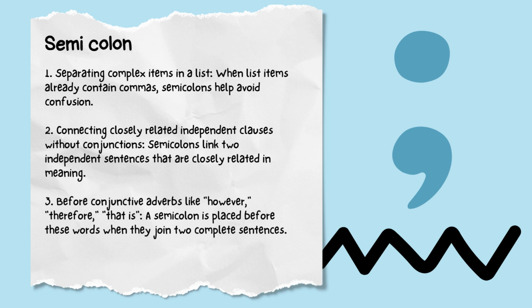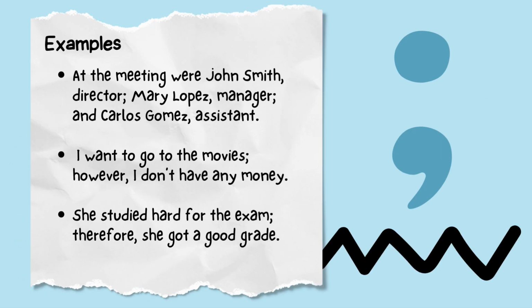Connecting clauses and relating dependent clauses with conjunctions. Semicolons link two independent sentences that are closely related in meaning. Before conjunctive adverbs like however, therefore, that is, a semicolon is placed before these words when they join two complete sentences. Examples: at the meeting were John Smith, director; Mary Lopez, manager; and Carlos Gomez, assistant.